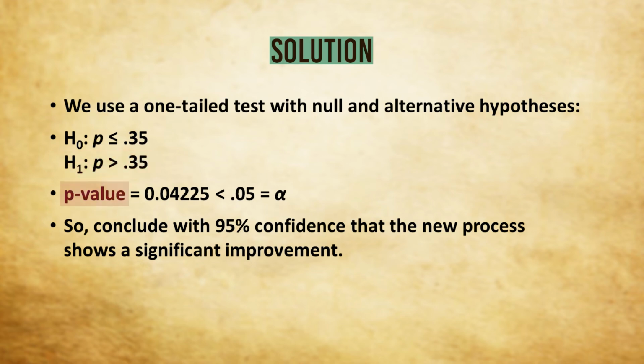The P value we can compute for 13 out of 24. Using the binomial distribution, it comes out to be 0.04225, which is less than 0.05 if we take the level of significance to be 0.05. Now here the P value is less than alpha, so we reject the null hypothesis. By rejecting the null hypothesis, we mean we accept, on the basis of the sample observations, that the reliability level has increased by introducing the new process.